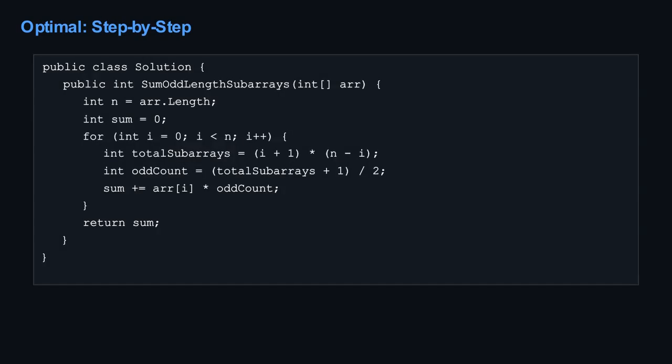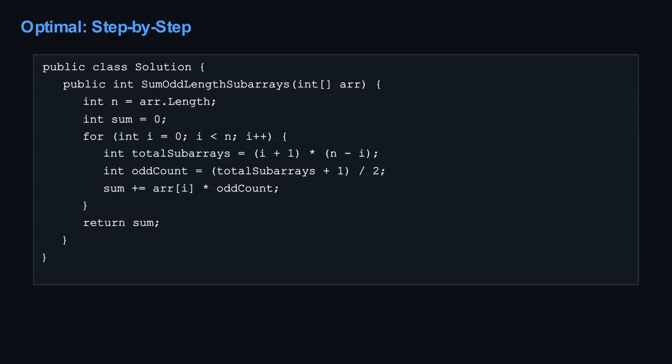Let's trace this with the array 1, 4, 2, 5, 3. For element 1 at index 0, it starts 1 subarray, ends 5. Total subarrays, 1 times 5 equals 5. Odd count, 5 plus 1 divided by 2 equals 3. So 1 times 3 is 3. For 4 at index 1, starts 2, ends 4. Total, 2 times 4 equals 8. Odd count, 8 plus 1 divided by 2 equals 4. 4 times 4 is 16.